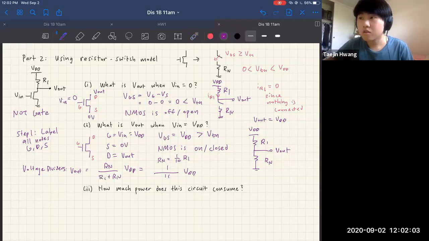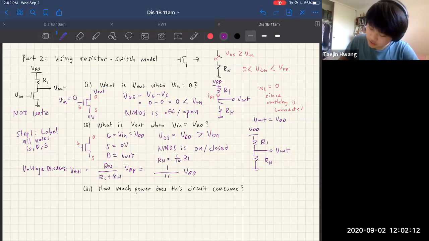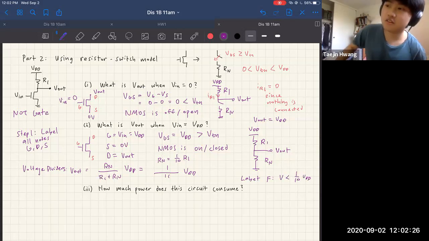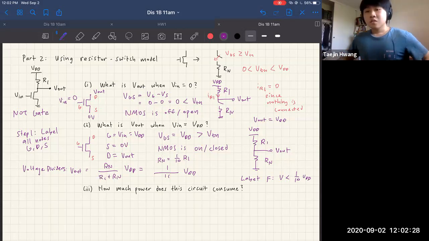So it's not really a NOT gate. If you were to set some threshold boundaries, say you label false as V less than 1 over 10 VDD, then it would behave like a NOT gate. It all depends on the designer, how you define true and false, but just notice that it doesn't reach the true 0.